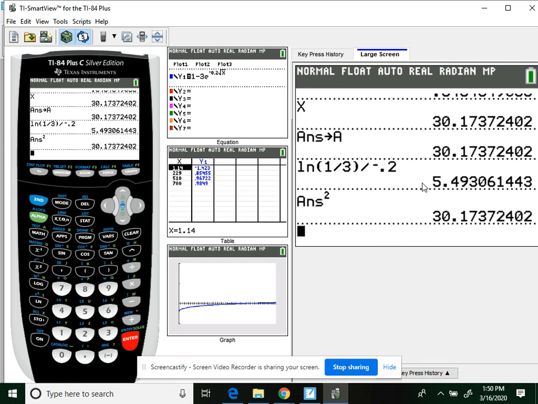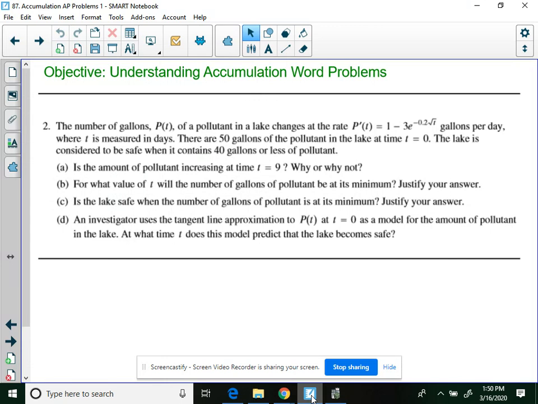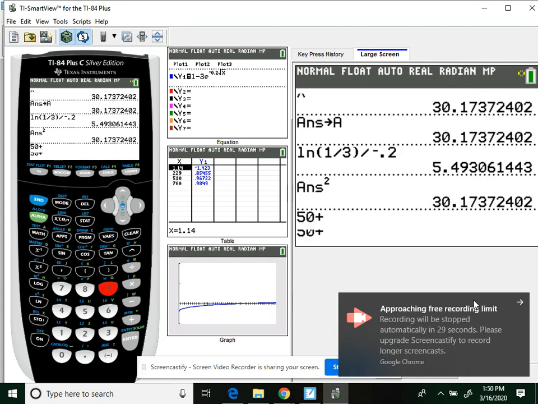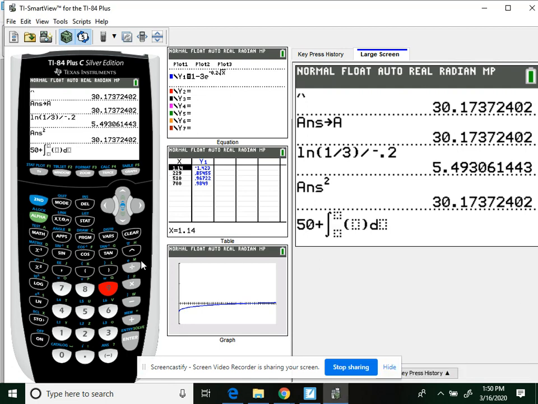Is the lake safe when the gallons are at a minimum? So that's the integral, right? We're just going to do our initial amount. What was the initial amount again? 50. So 50 plus the integral. Math 9. I'm going from 0 to A because I stored that value in A. That's why I do that, honestly. It's just easier.